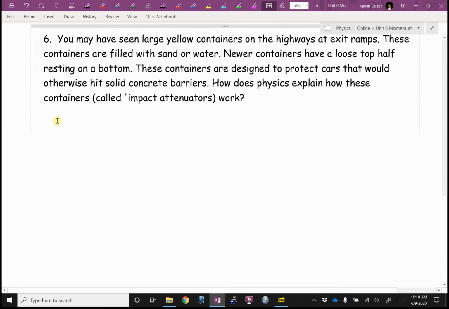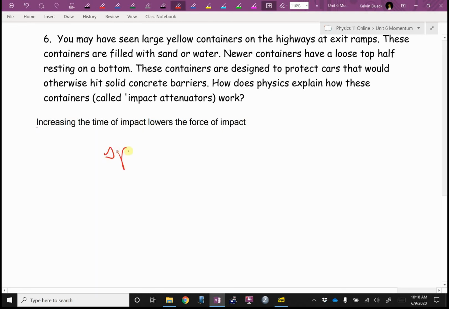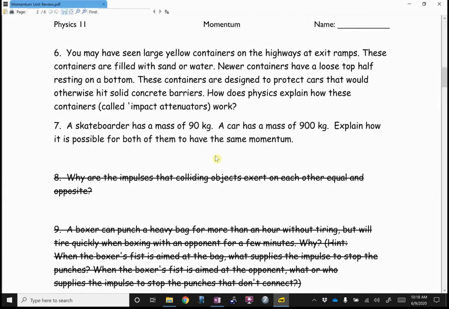Well, again, we have the same idea. Increasing the time of impact lowers the force of impact. So it's all about impulse equals force times time. Number 7.